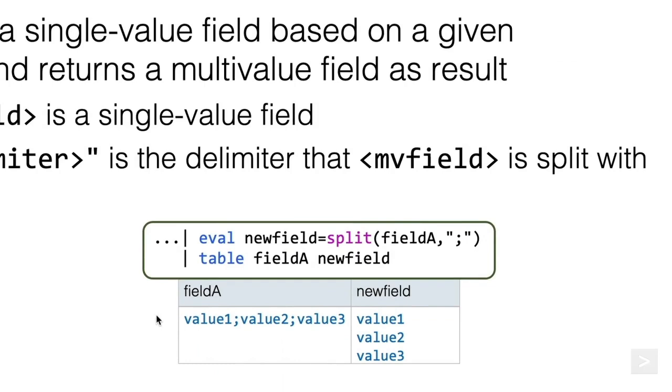One example we can see here is field A, which is a single value field passed in as the first argument, contains semicolons as the delimiter. We'd like to split each unique value based on the placement of that semicolon and store it in this new field created using the eval command, which will be a newly created multi-value field.